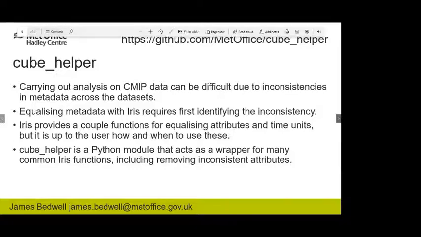Many users write their own code to enable this to take place. This is quite inefficient, as slightly different functionality is required every time. So Cube Helper is a Python module that acts as a wrapper for many common Iris functions. It identifies inconsistencies, removes them, warns users what it's done, and then returns a single cube. It's installed for all users at the Met Office, and we've also made it freely available, and you can see it there on GitHub for users outside of the Met Office.